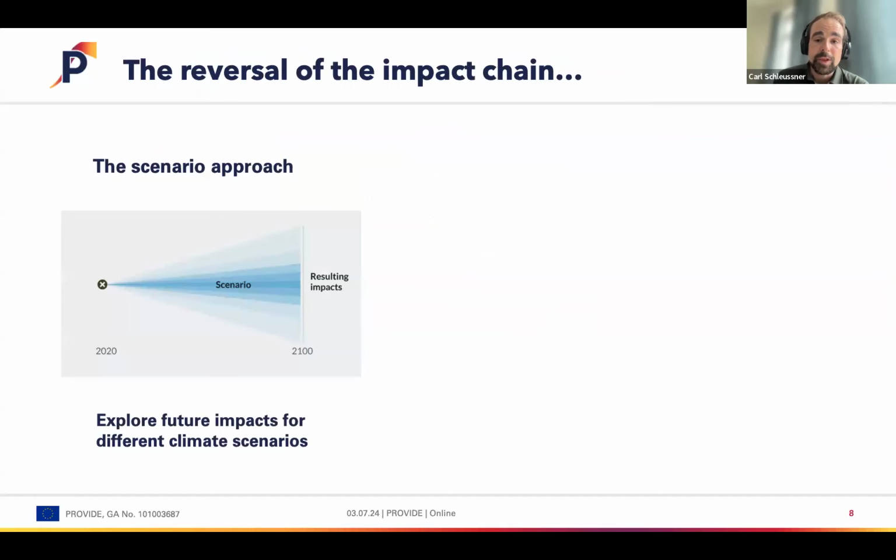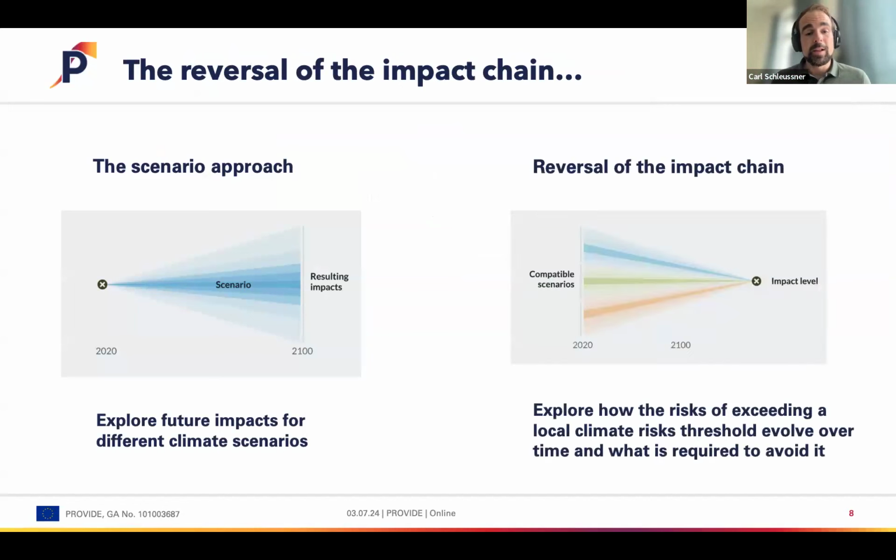Next slide, please. Another functionality that we have explored is what we call the reversal of the impact chain. So what you classically know from the way we provide physical climate risks is that we have a range of different climate scenarios and then basically an opening cone for different resulting impacts emerging over time. Next slide, please. And what we are doing or have explored is a reversal of that.